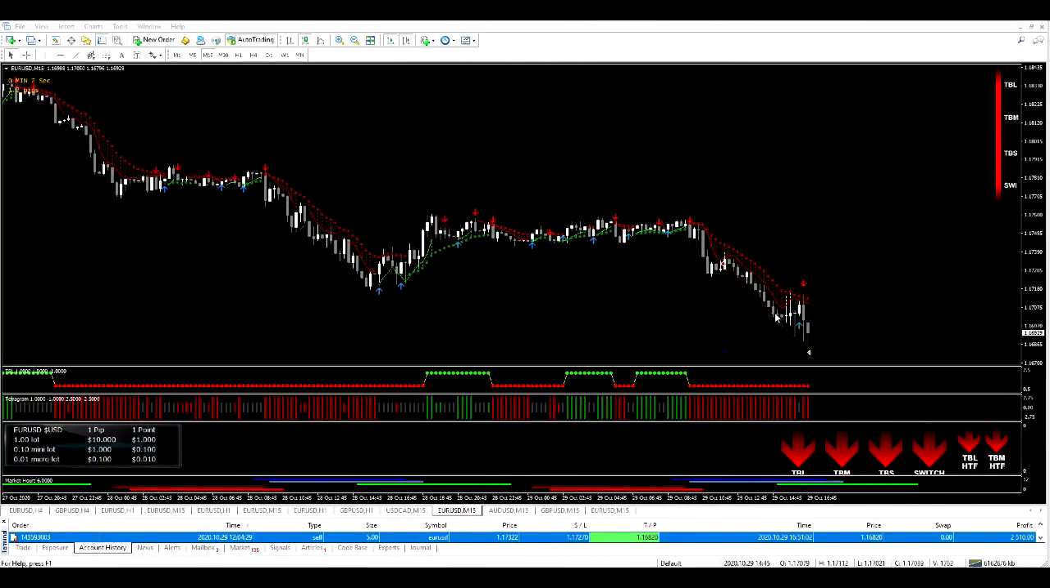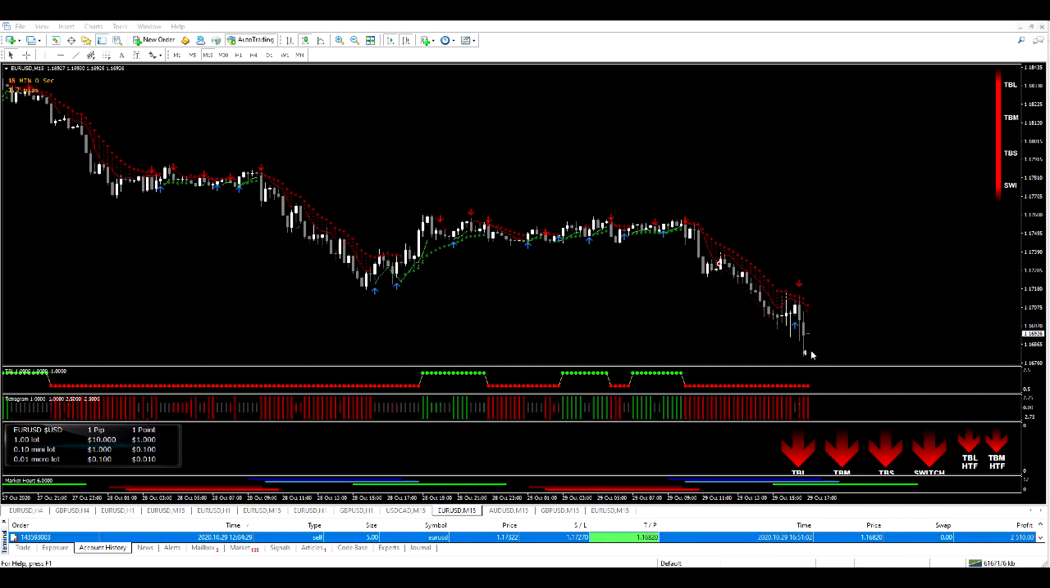So I'm back, and I see that within just a few hours we've hit our target. We entered here, and we got our take profit hit here. So that made $2,510 in this quick, easy trade.